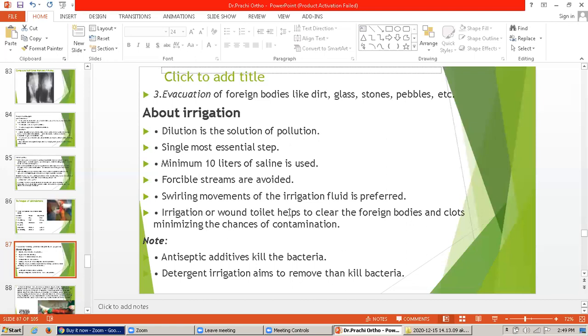Irrigation or wound toilet helps to clear foreign bodies and clots and minimizes the chances of contamination. So the aseptic additives kill the bacteria, and detergent irrigation aims to remove and kill the bacteria.